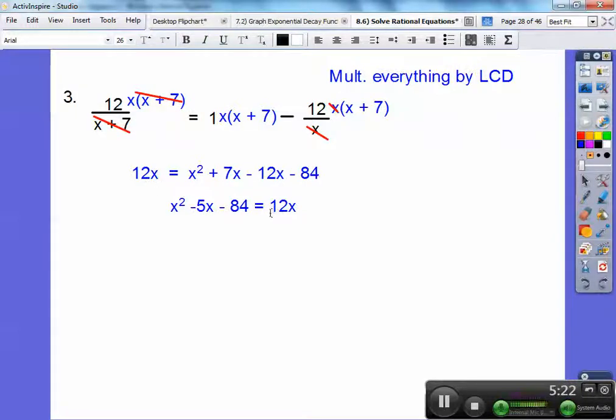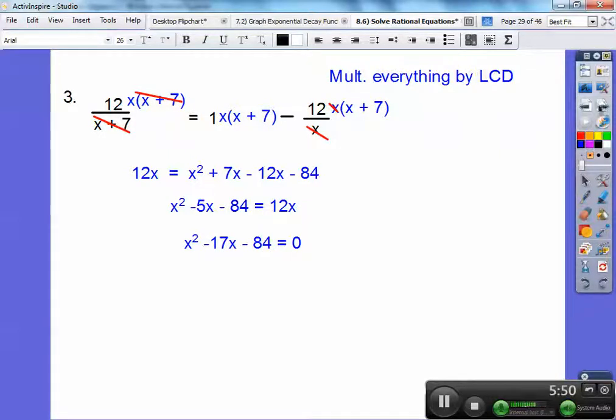And now quadratics always have to equal 0, so I'm going to subtract 12x over here from the negative 5x. Negative 5x minus 12x is negative 17x. It's a quadratic because it's squared. Now I'm going to factor this. Factors of 84. This one's kind of hard to see, you guys. Most of you are probably thinking 12 times 7, but 21 times 4 also works, and 21 and 4 are the pair that's going to make it negative 17.